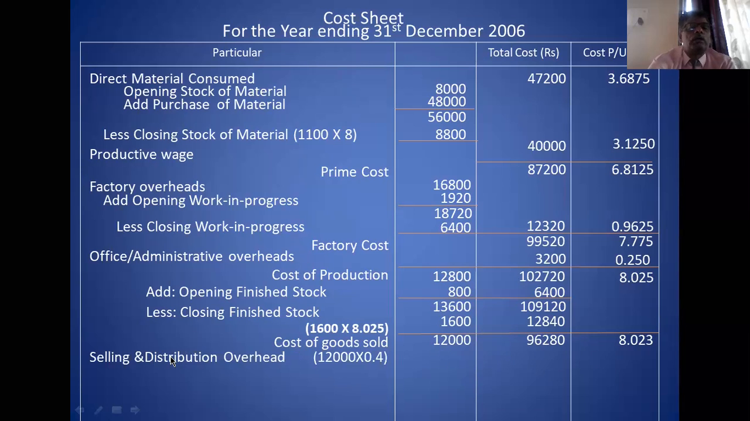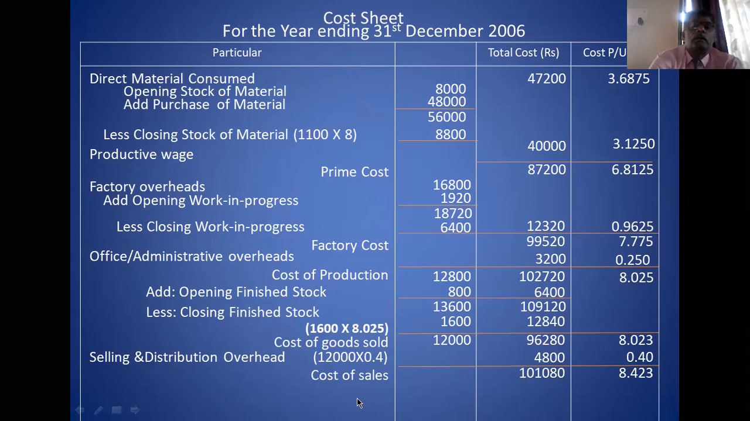Then you take the selling and distribution overhead, 0.40 given in the problem, multiplied by number of units sold, 12,000. 12,000 into 0.4 gives 4,800, per unit is 0.40. Take the total: 1,01,080, per unit is 8.423. This is called cost of sale.